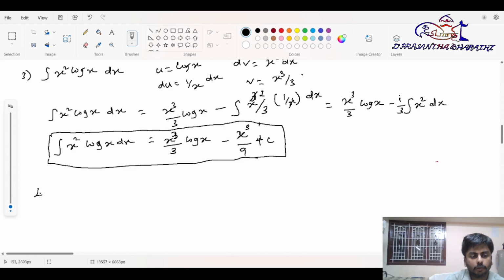Now we are going to derive one important formula. It is important for identifying when to stop integration by parts. The integral is the formula e power ax cos bx dx. So this is what we are going to find now.